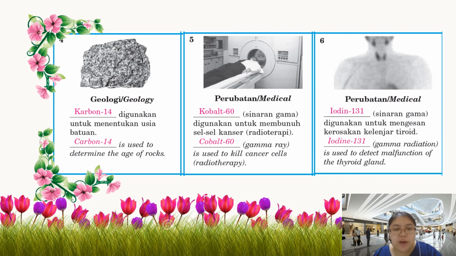Okay, the next one is also carbon-14. They use it to determine the age of rocks. Rocks can also be traced using carbon-14. Okay, cobalt-60 again, a gamma ray used to kill cancer cells in the body. After that we have more medical uses. There's iodine-131, also gamma radiation. It is used to detect malfunction of the thyroid gland.